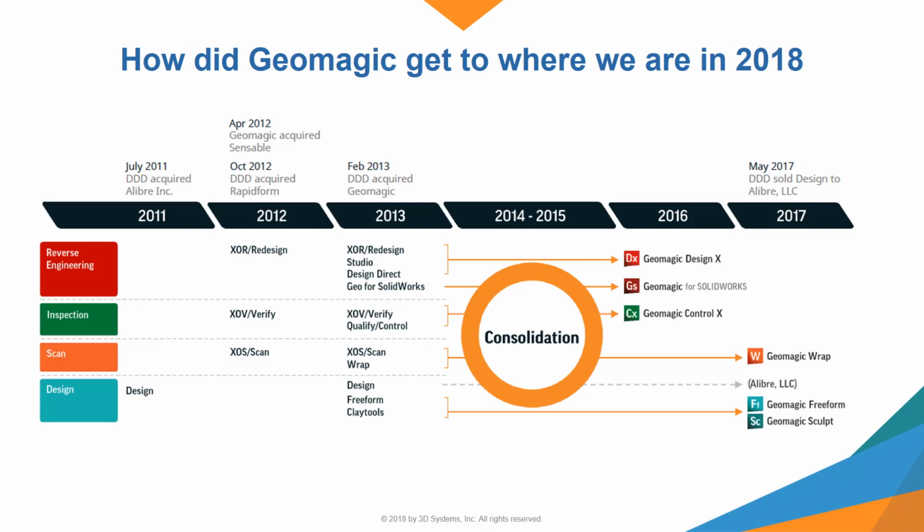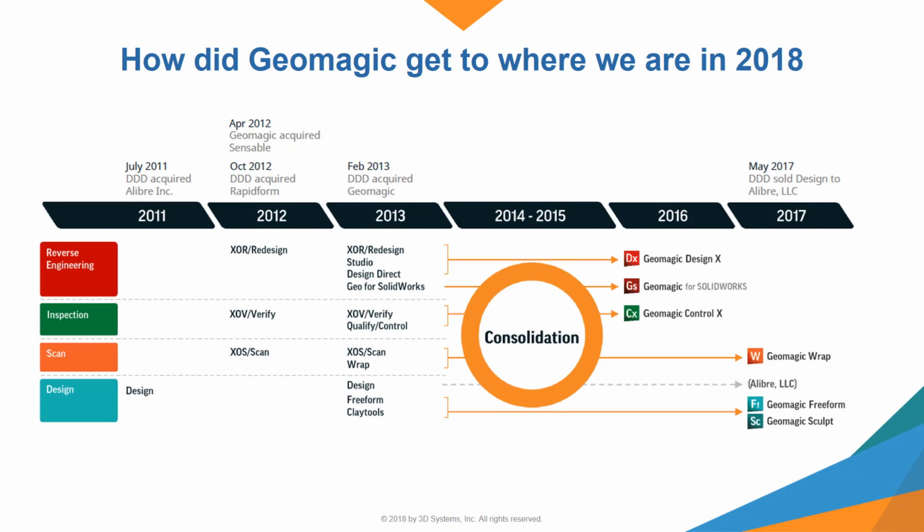So, where did Geomagic come from? In the 3D Systems product line, we have a number of different software that have been consolidated from a number of different companies. Starting in around 2011, we started with acquiring a CAD software, and today we've boiled these down into a number of different software.